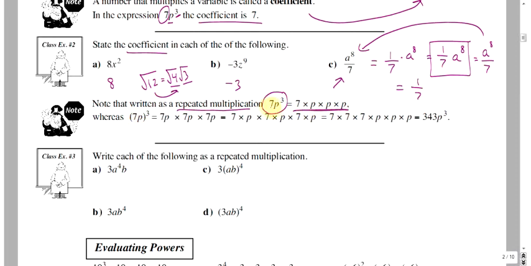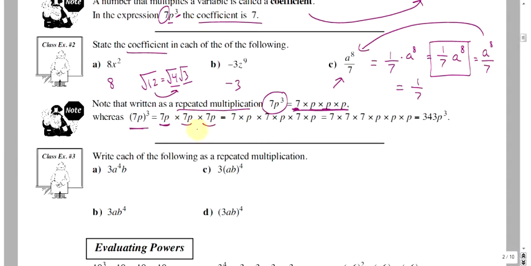So if this is 7 times p cubed, there's only one 7 here. That exponent 3 applies to the p, so there's 3 p's. Why is that one different? Because we have brackets. Everything in the brackets is applied to that 3, right? So we have 7p times 7p times 7p. And I can rearrange that any way I want, okay?